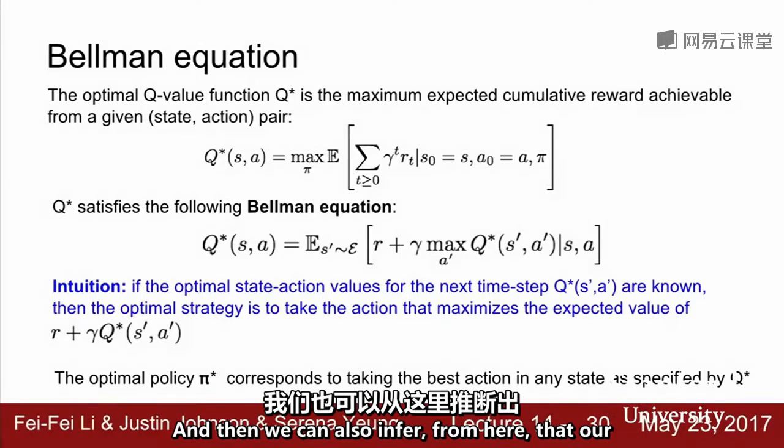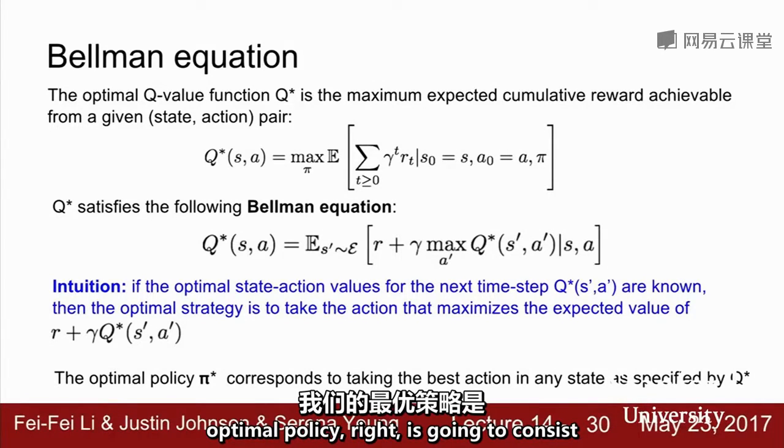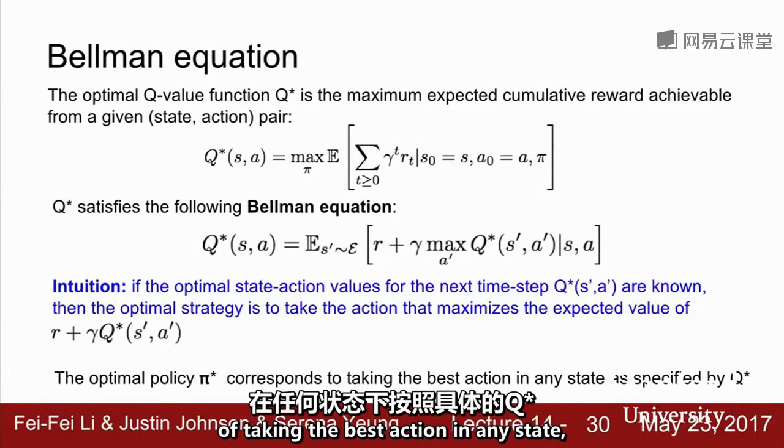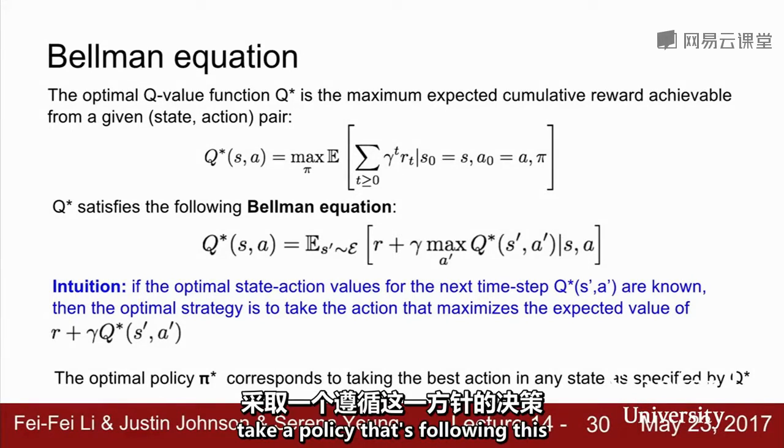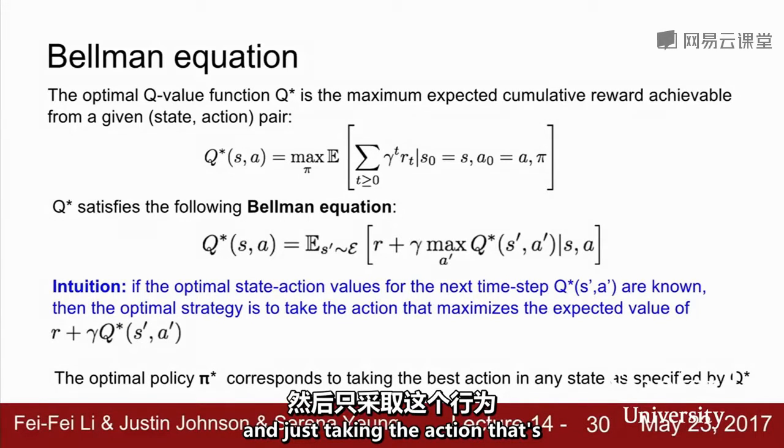And then we can also infer from here that our optimal policy, right, is going to consist of taking the best action in any state as specified by Q star, right? Q star is going to tell us the maximum future reward that we can get from any of our actions, so we should just take a policy that's following this and just taking the action that's going to lead to the best reward.